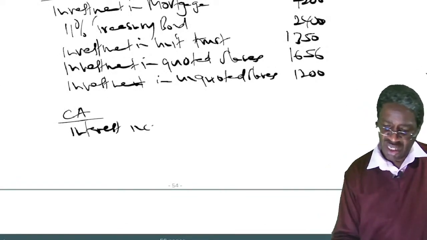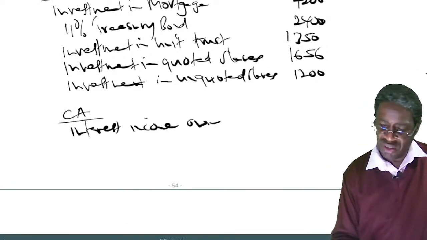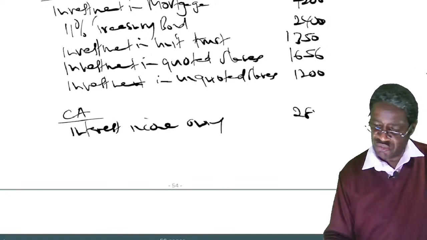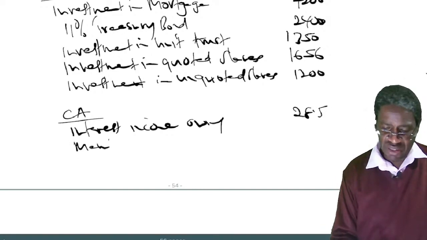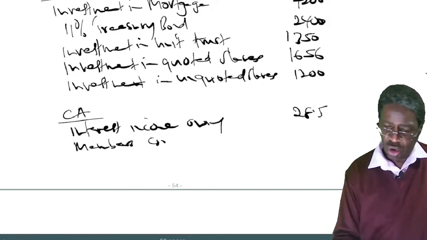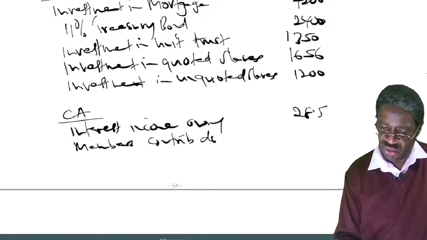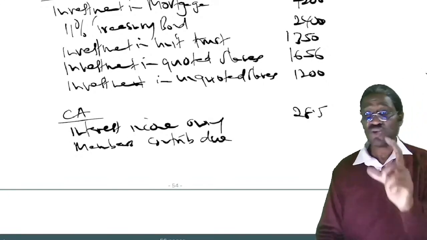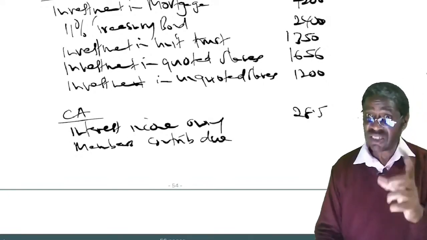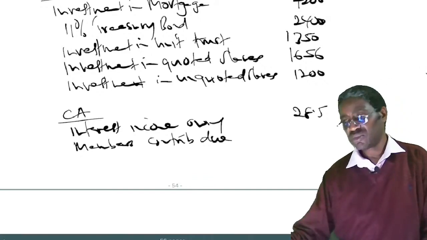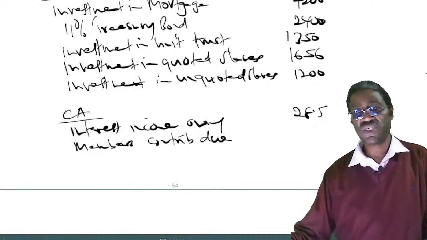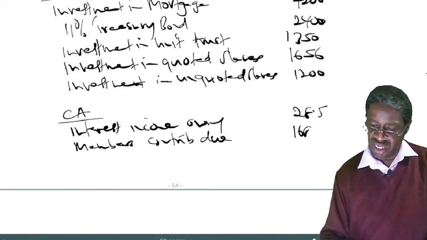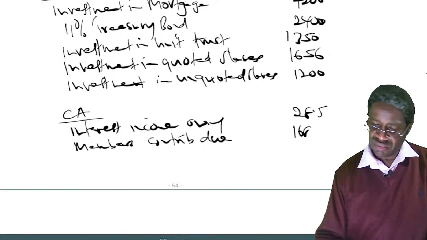Interest income owing, 28.5. The other one is what they have called members' contributions due. There are some members who have not paid us. That's an asset. It's like a debtor. And the amount is how much? 168.3. Put it. 168.3.